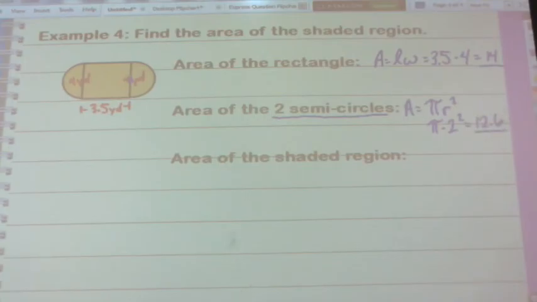And then it says find the area of the shaded region. Well, the entire figure is shaded, so we want to add them together. 14 plus 12.6 gives us a total of 26.6 yards squared.